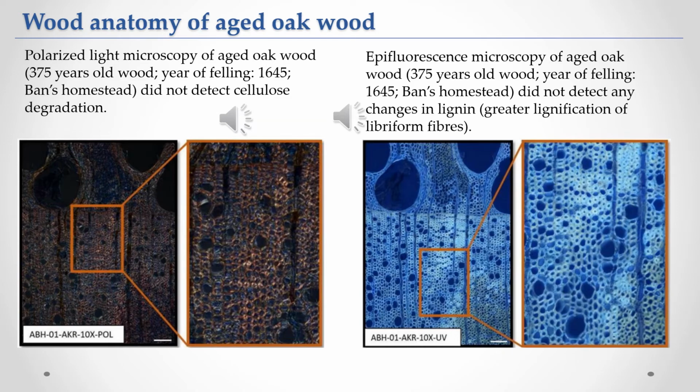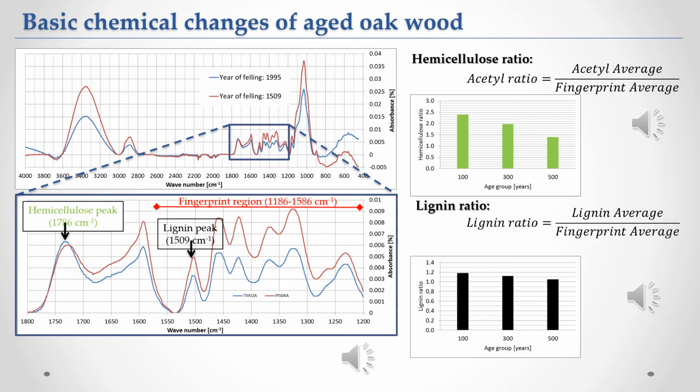As is seen from the image on the left, polarized light microscopy of aged oak wood did not detect any cellulose degradation. Even epifluorescence microscopy of aged oak wood did not detect any changes in lignin. We found greater lignification of libriform fibers. However, some chemical changes of aged oak wood were found by FTIR spectroscopy.